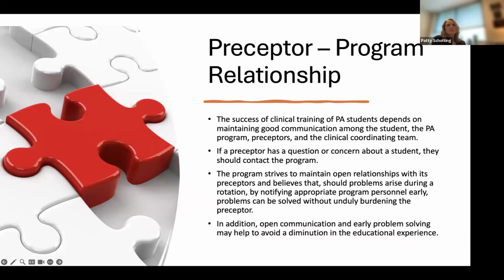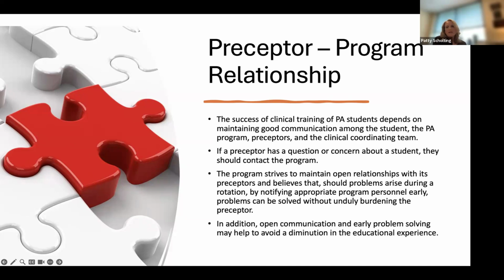Preceptor program relationships. It's very important for us to have a very close relationship with our preceptors. The success of the clinical training of the PA students depends on maintaining good communications among the students, the PA program, preceptors, and clinical coordinating team. Certainly, if a preceptor ever has a question or concern, we encourage them just to pick up the phone and give us a call, and we can certainly help direct you or help remediate any problems that may occur.